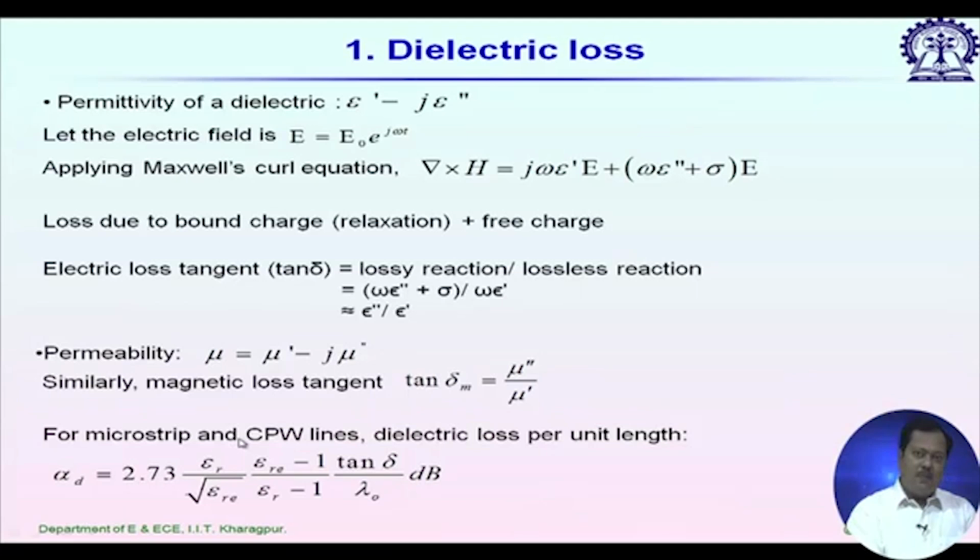Now, if I consider a microstrip line or CPW lines, we have to fabricate them on some dielectric substrate. So, obviously, it will be associated with some dielectric loss. We have a closed form expression for that. The dielectric loss per unit length for these two lines, alpha d, is approximately 2.73 multiplied by this factor. It depends on tan delta as well as frequency, because we have one term lambda naught here, and if we increase frequency, lambda naught will decrease. So, if it decreases as a whole, alpha d will increase.